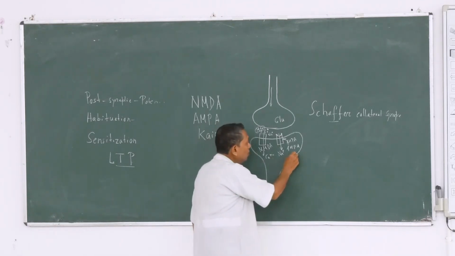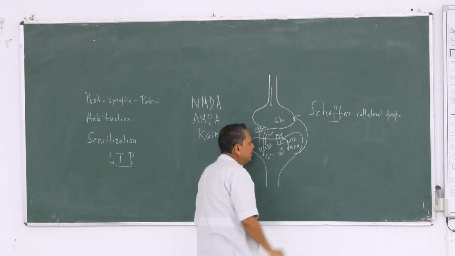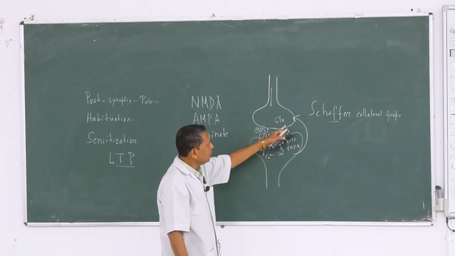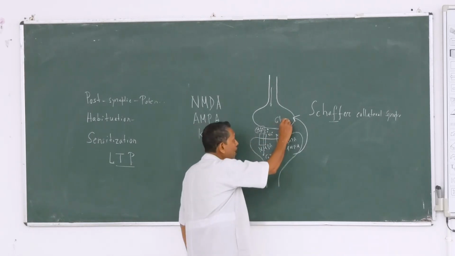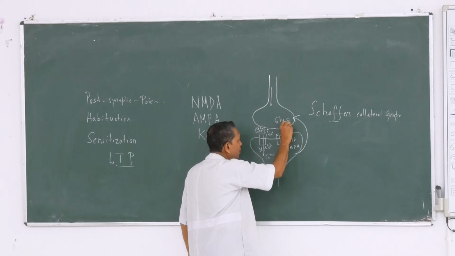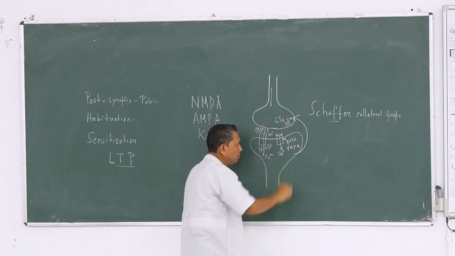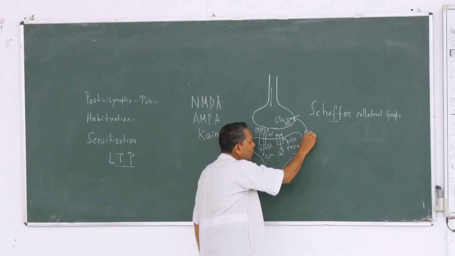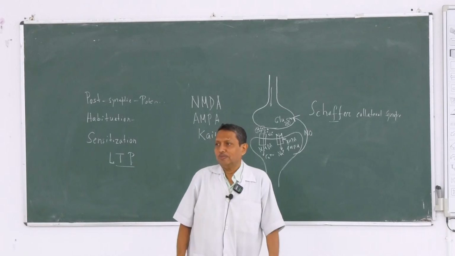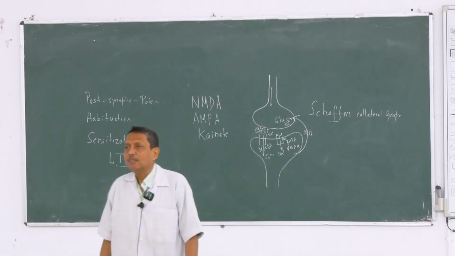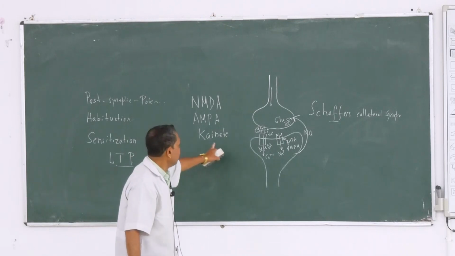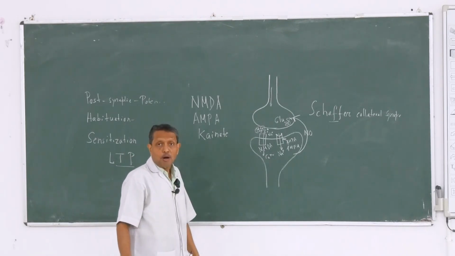And a stimulus is also sent from the postsynaptic membrane to the presynaptic membrane to liberate more transmitter. It may be nitric oxide, or the exact chemical is not known. Schaffer collateral, this time, is N-methyl D-aspartate receptor dependent.